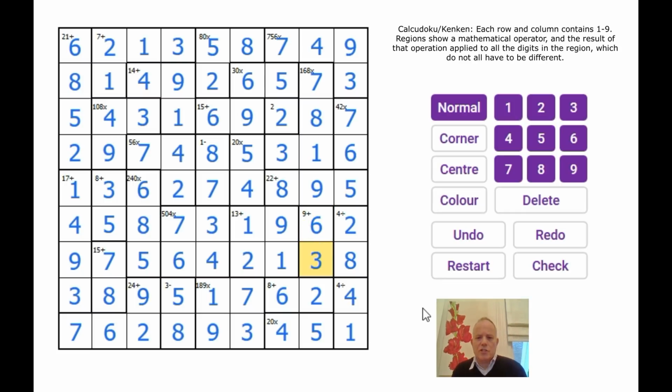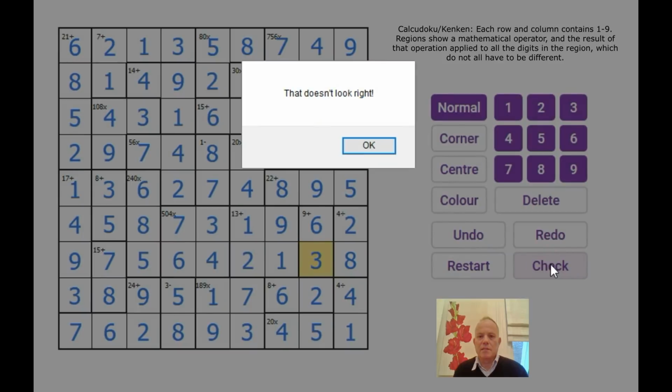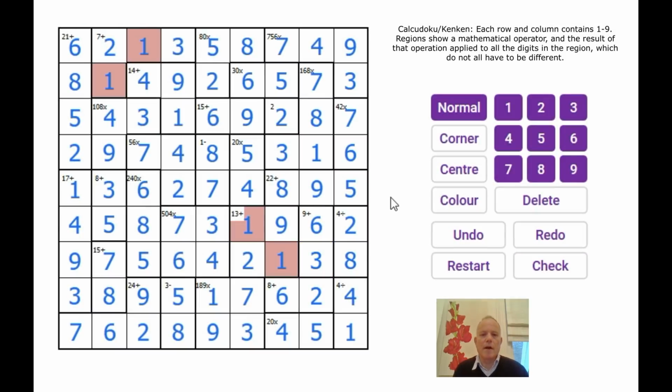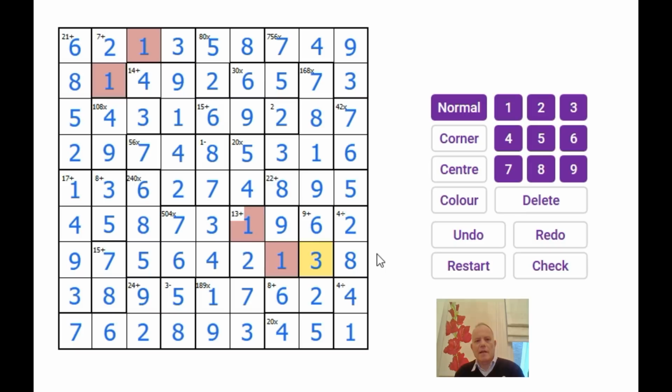Now, I don't think the check button works for our software here because it's not going to understand about the same boxes having the same digits. Yeah, it says that doesn't look right, but don't worry about that. That is the right solution. Well done if you got there, and quite an enjoyable puzzle. Just takes a little bit of clue selection to know where to go in this puzzle to make progress. But it's a fun way of doing a bit of maths as well as a bit of Sudoku, to my mind. I do like KenKen.